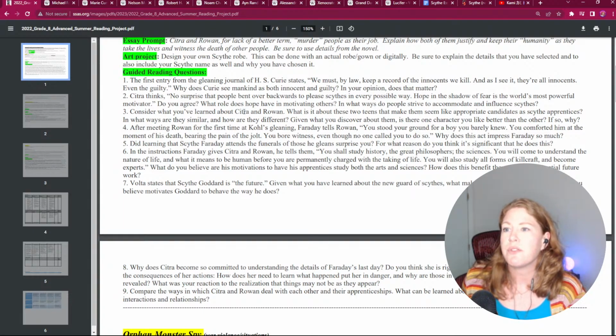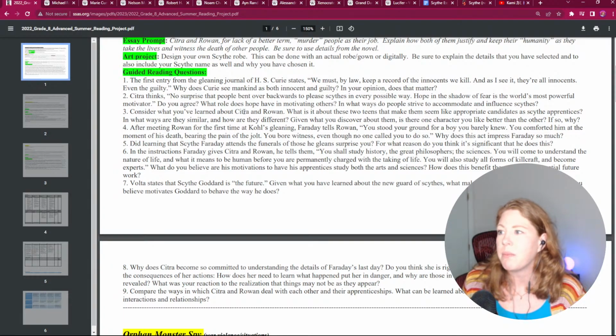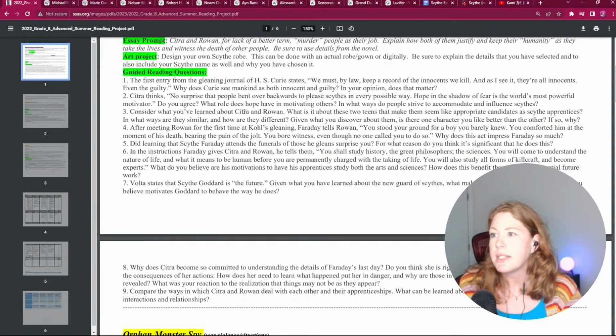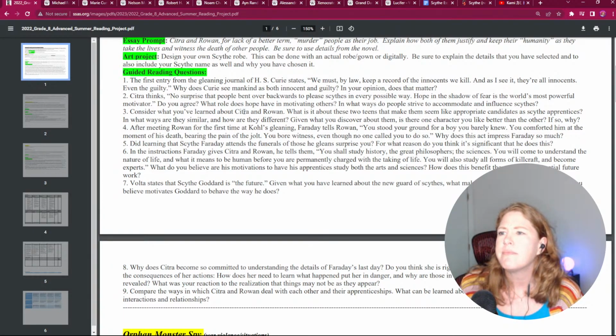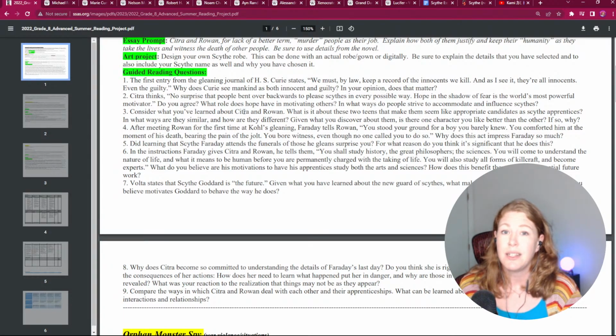"You stood your ground for a boy you barely knew. You comforted him at the moment of his death, bearing the pain of the jolt. You bore witness even though no one called you to do so. Why does this act impress Faraday so much?" I think it's probably impressed him because nobody else did it, especially the adults, like the principal, the teachers, the office staff didn't stand up to do that.